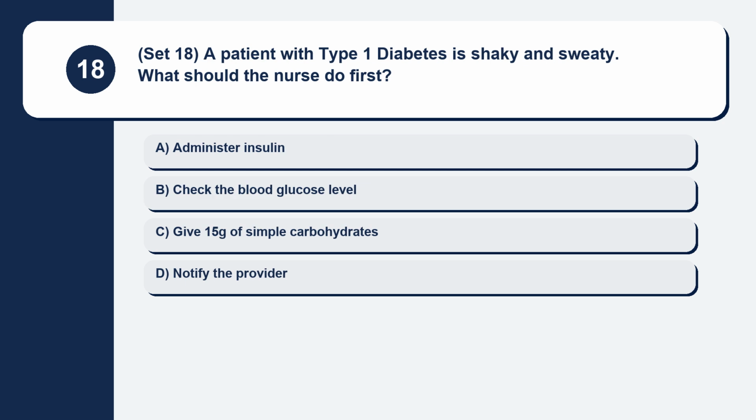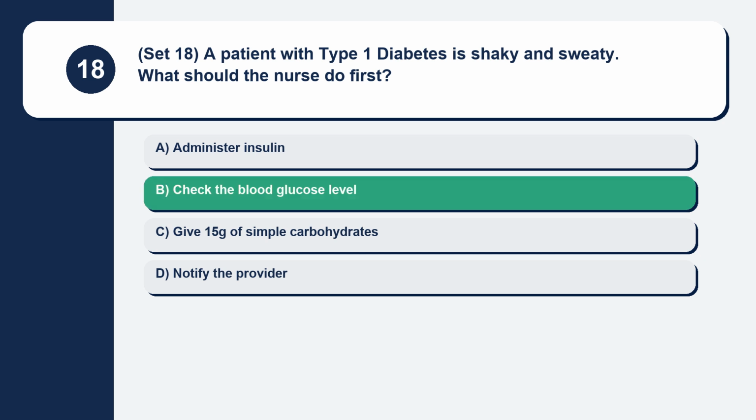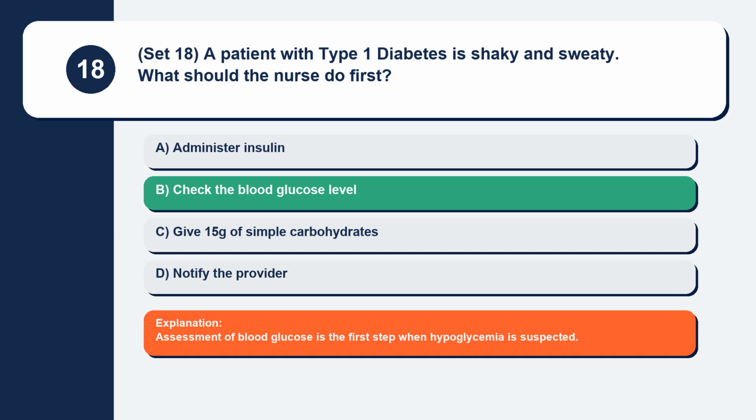Question 18. Set 18. A patient with type 1 diabetes is shaky and sweaty. What should the nurse do first? Administer insulin, check the blood glucose level, give 15 g of simple carbohydrates, notify the provider. Assessment of blood glucose is the first step when hypoglycemia is suspected.